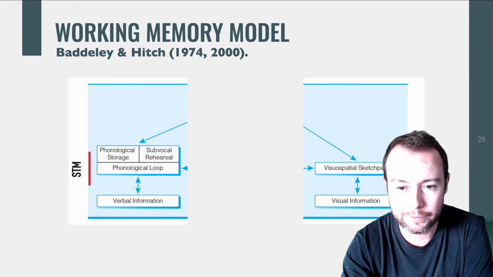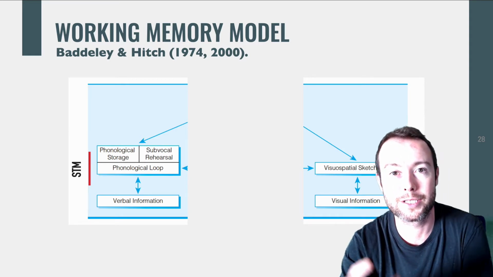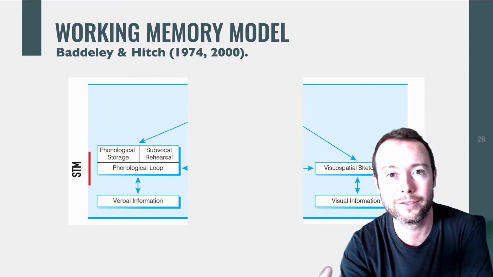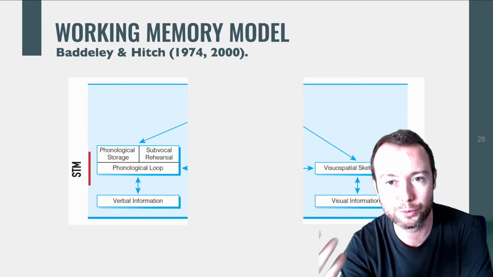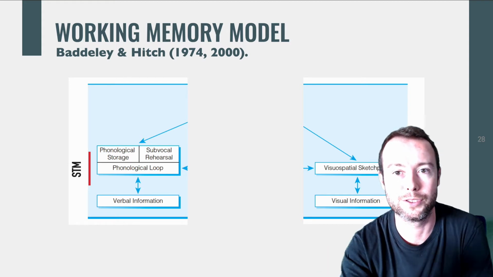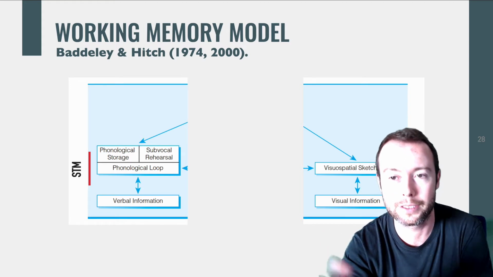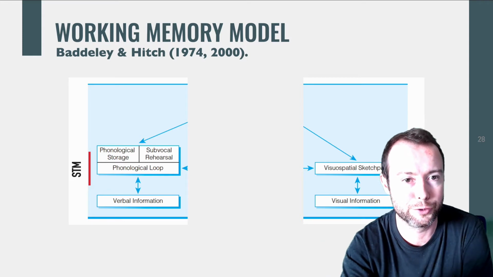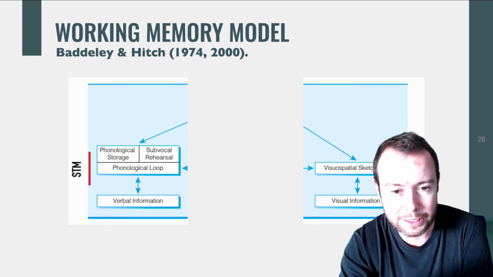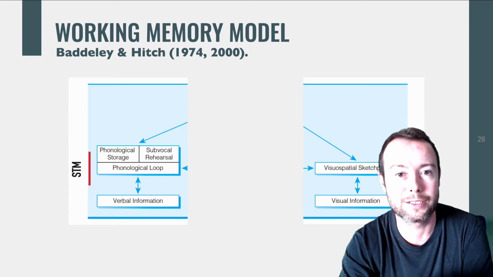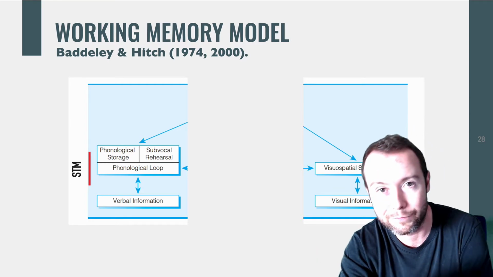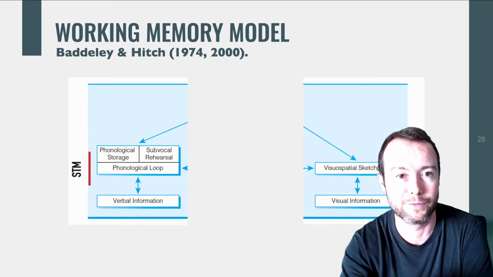We then have the visuospatial sketchpad. Again, you think of this like an inner eye that's involved in visual and spatial coding, so everything to do with mental rotation or remembering the layout of a room. And both of these two systems interact and receive verbal and visual information respectively.